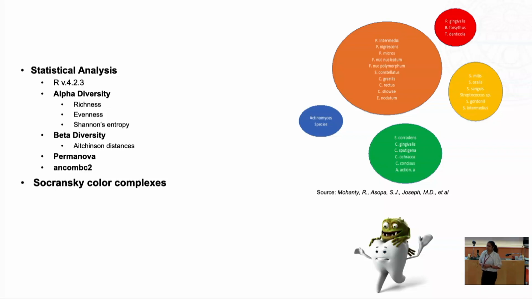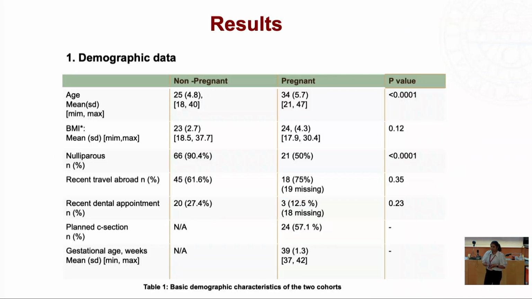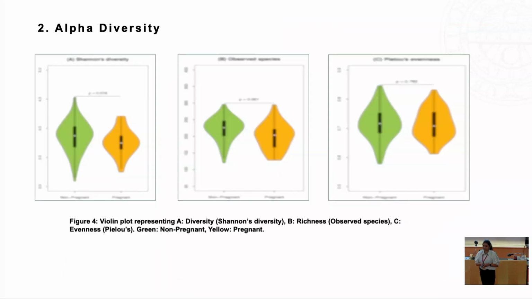The blue, green, yellow, and purple groups were compatible with oral health, whereas the red and orange groups were associated with inflammatory periodontal diseases. This table displays the demographic characteristics of the two cohorts. The pregnant and non-pregnant cohorts were almost similar, but the pregnant participants were older than the non-pregnant, and they were more likely to have previous biological children.